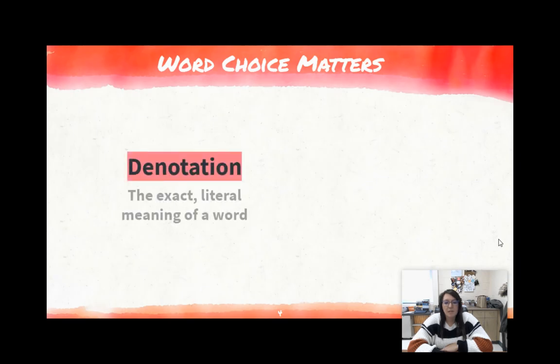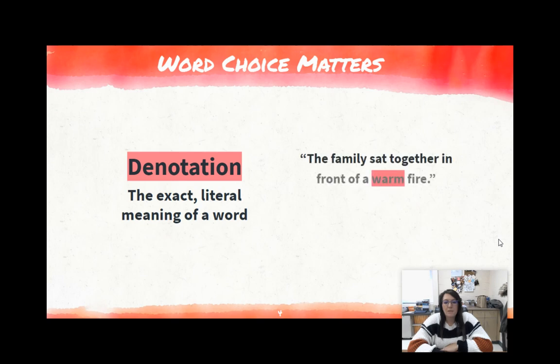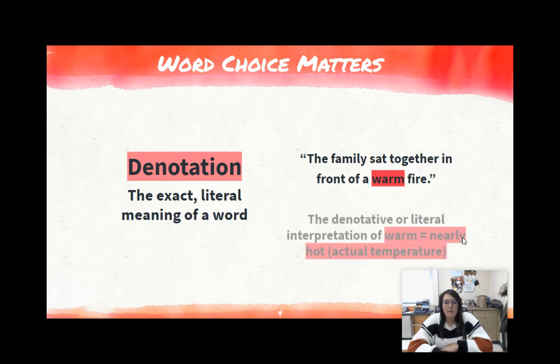Let's look at this sentence. The family sat together in front of a warm fire. Well, what's the actual definition of the word warm? The literal definition is nearly hot. It's a temperature, right? It's not cold, it's not hot, it's warm, it's in the middle. But when we picture a family sitting together in front of a warm fire, our minds probably don't go to, oh, the family is sitting in front of a nearly hot fire.